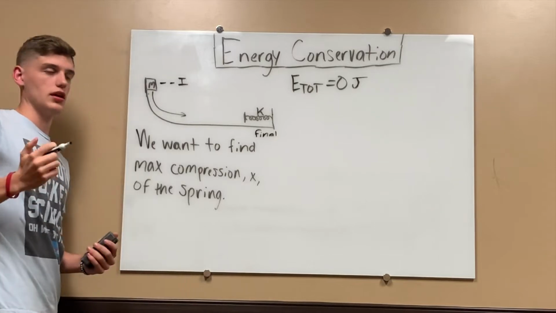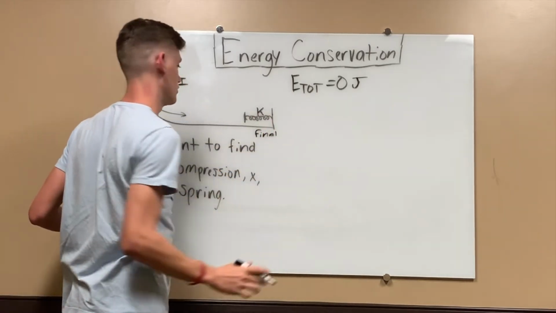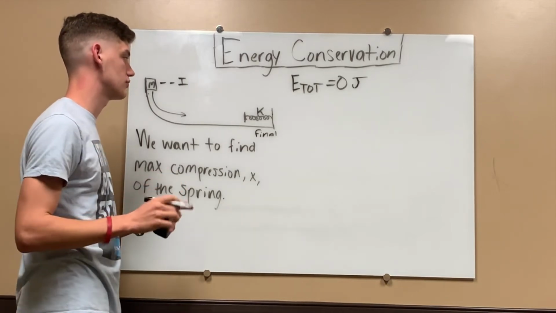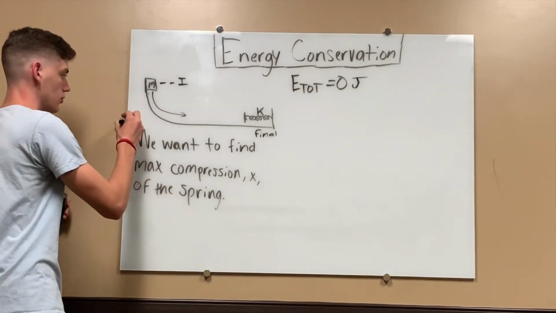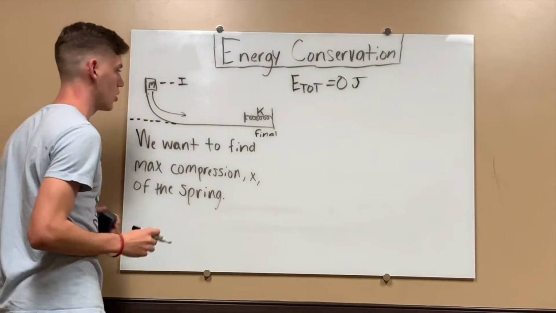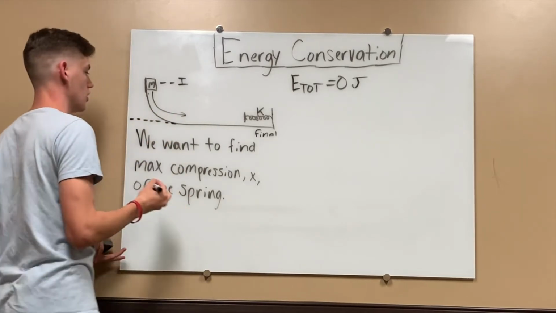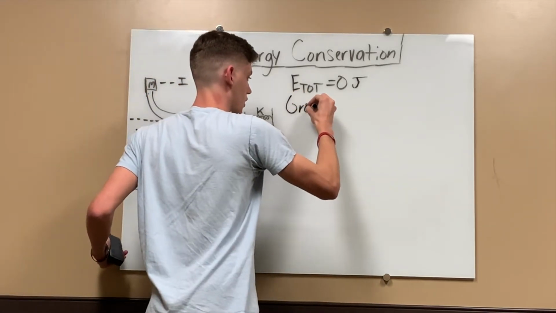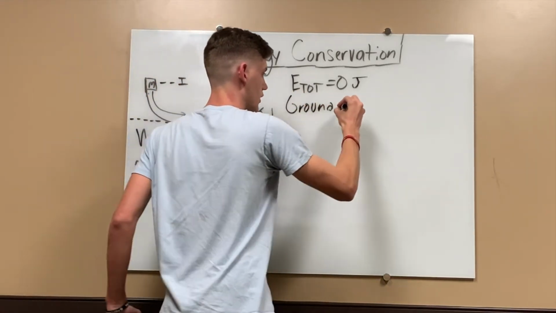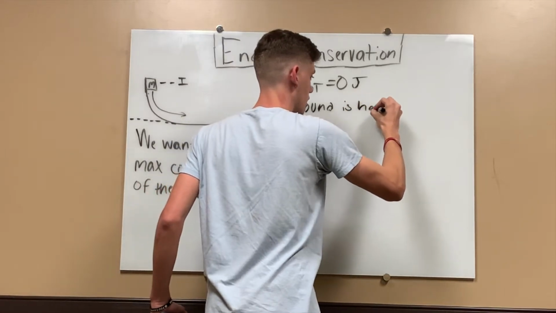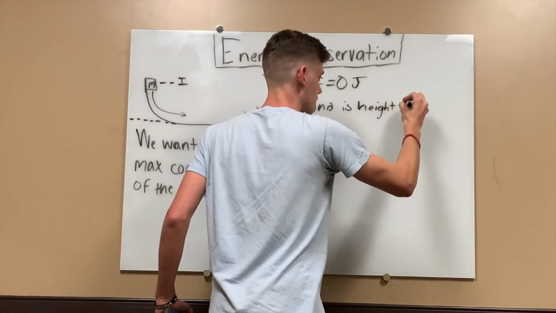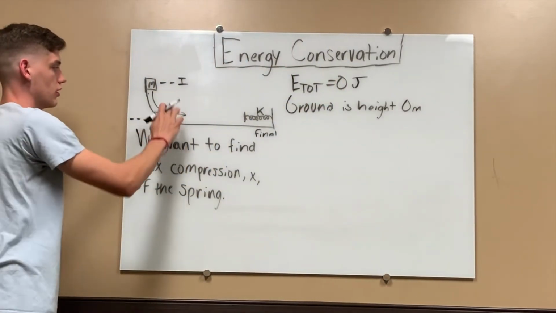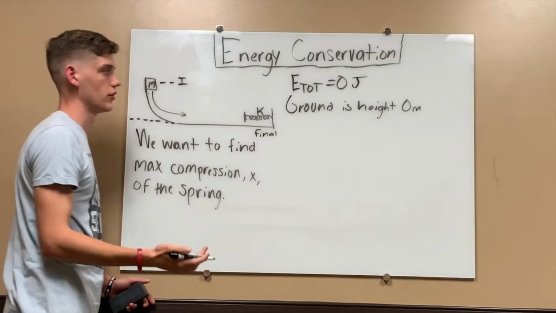It's important in dealing with energy conservation to define a certain 0. So you want to define a height of 0 somewhere. And for this example, it's more practical to call ground level 0. So we're going to say that the ground is height 0. Because this block is some distance in the air, it makes sense to make ground level 0.